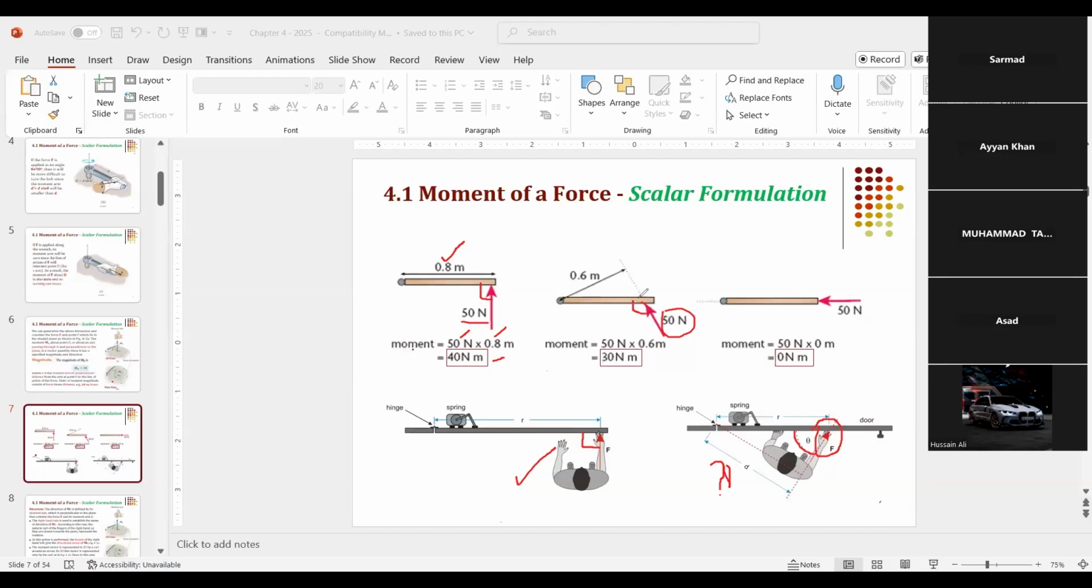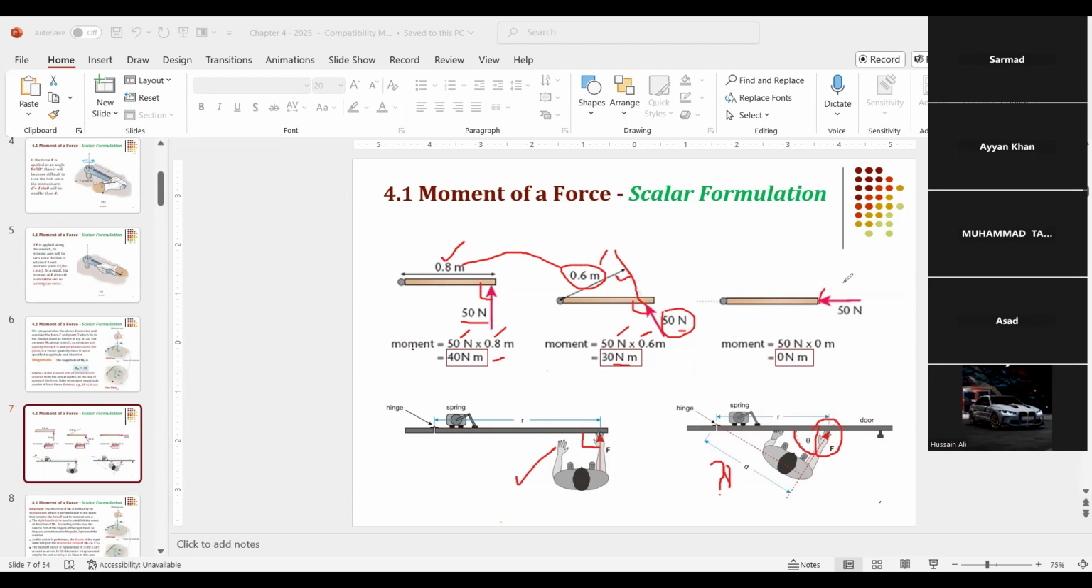So if you extend the line of action of the force and try to find the perpendicular distance, you see that it is less than the previous one. It is less than 0.8. It's only 0.6. So the same 50 Newton force will now produce 50 into 0.6, 30 Newton meter, less moment. So it's a less efficient way. You are wasting your effort.